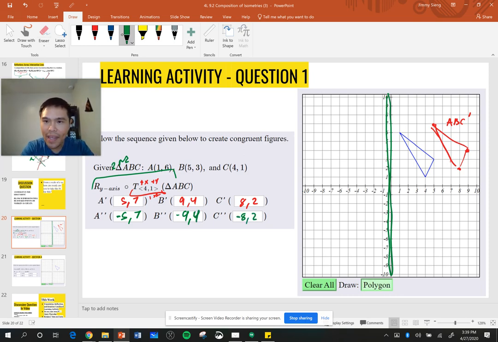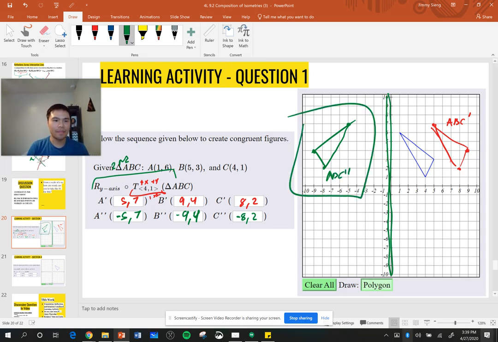Go ahead and graph that. (-9, 4), (-8, 2). Cool. So if I was to draw this out, that's my A, B, C double prime, and this would be the final answer.